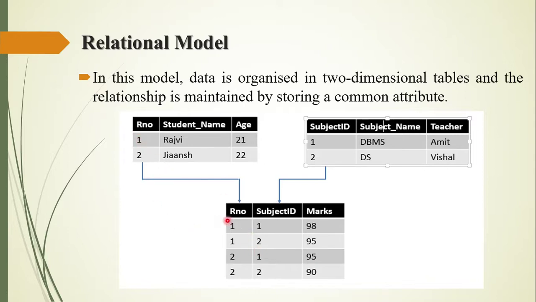So roll number is replaced over here, this student ID is used over here, and we add one more column, that is marks, okay. So roll number 1 came from this table, roll number 2 came from this table, and subject ID came from this table. This model is known as the relational model, in which we are using the common attributes.